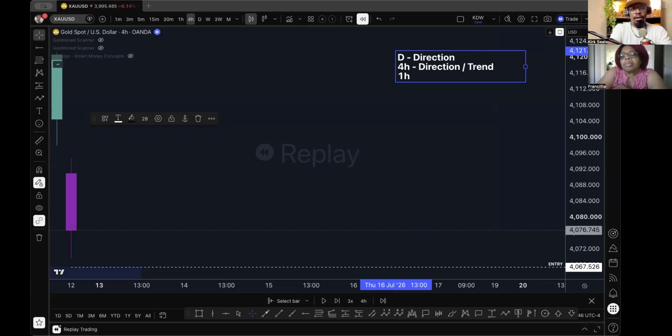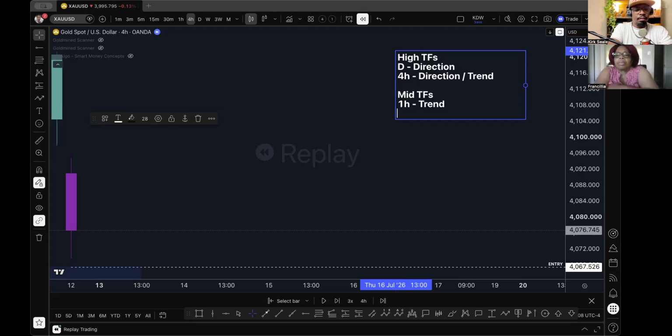When we get to the 1 hour, I'm going to call these the high time frames, and then mid time frames, like the 1 hour. This for sure is going to tell us the trend, and something like the 1 hour to the 15 minute could give us the trend.